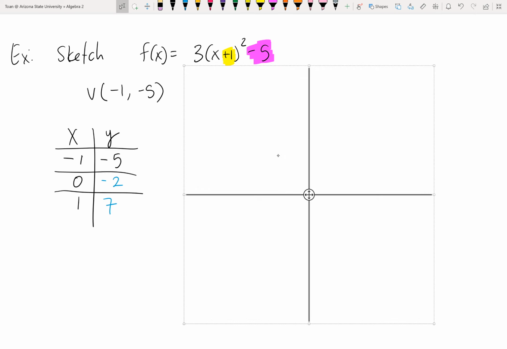Since the numbers are less than 10, I'm going to try to do a 10 by 10. So 1, 2, 3, 4, 5, 6, 7, 8, 9, 10.